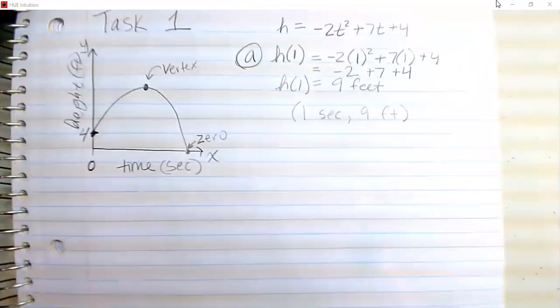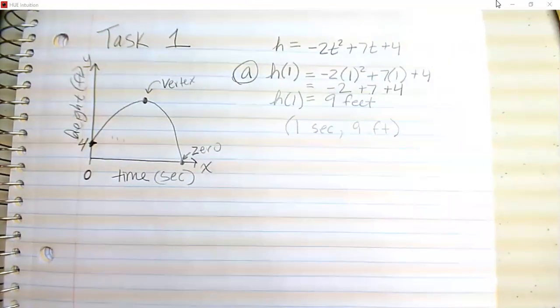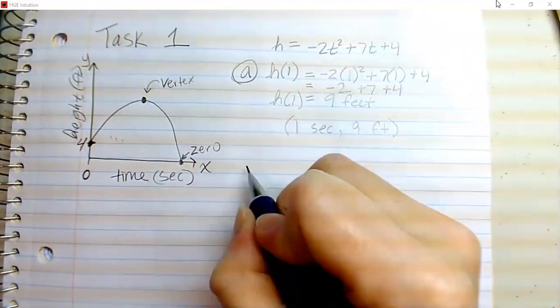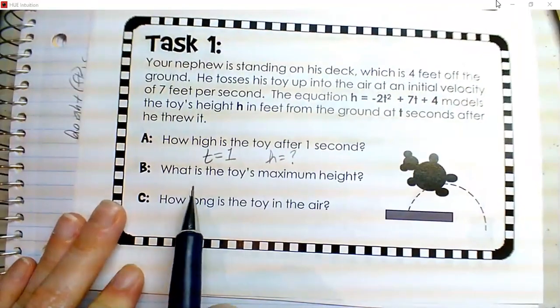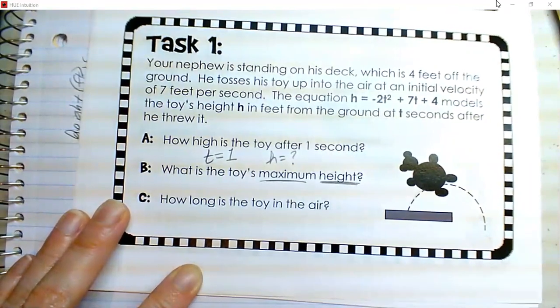Okay, once we have all of these parts A, B, and C answered, I'm going to go back and put them in our little graph right here, okay? All right, let's go to B. B says, what is the toy's maximum height?